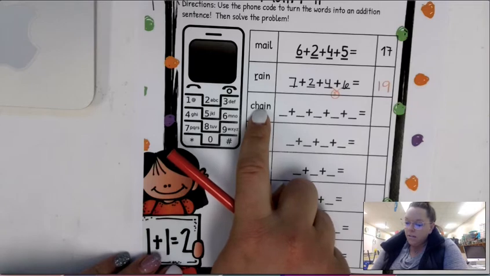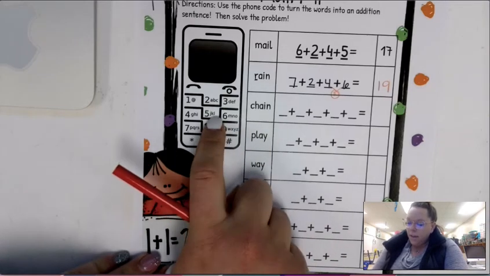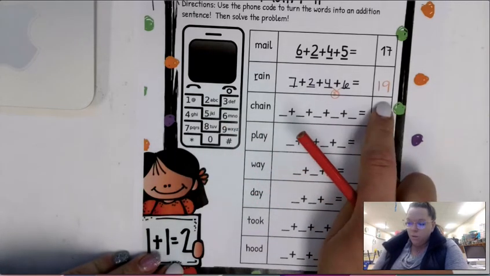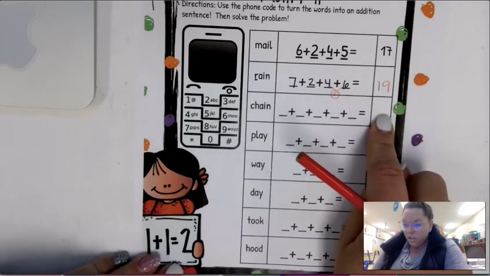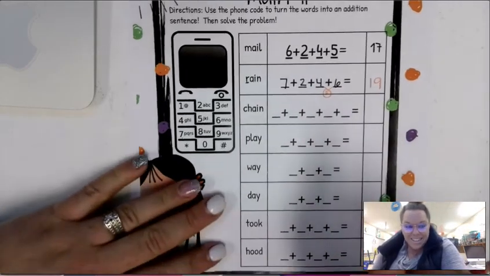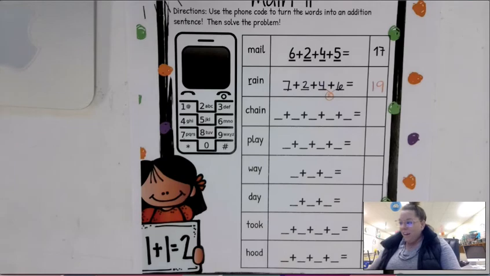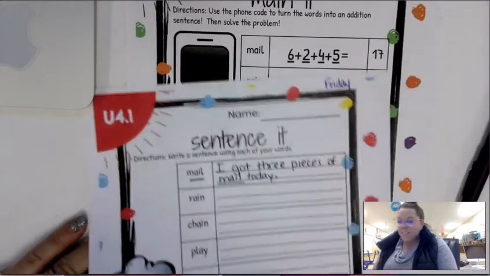So you're going to take your letters from your words and find them in your phone and then add them up when you're all done and put your answer in this little box. How fun. So enjoy doing all this work today, the sentences and the math it.